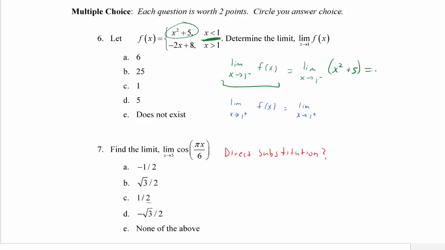This is a polynomial, so we can do direct substitution, meaning x is approaching 1 from below. So we get 1 squared plus 5, and the answer is 6. Our left-hand limit is 6.